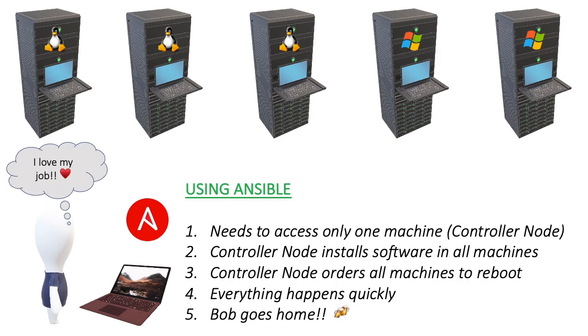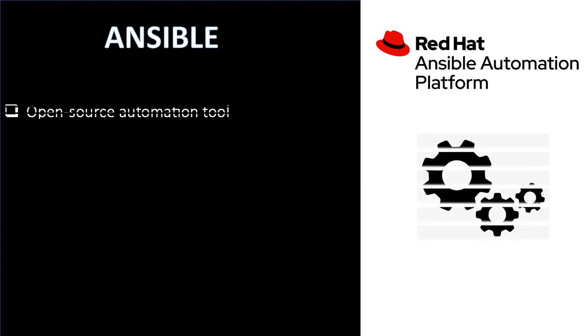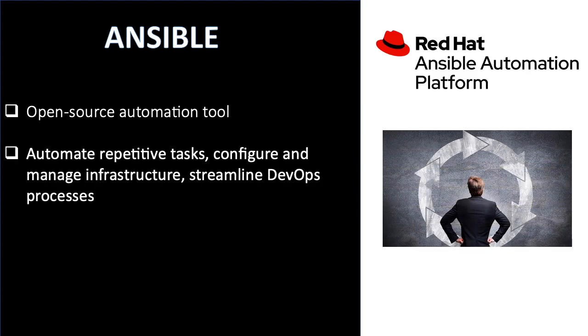So now, I think you must have got a fair idea about Ansible and what it does. Yes, it's an open source automation platform. Ansible is used to automate repetitive tasks, for example the tasks which we discussed here, such as installation of software in machines, which happens quite frequently and is really time consuming as well. Additionally, Ansible is used to manage the IT infrastructure and also to streamline the DevOps processes. I'll be discussing both these topics later in my video as well.